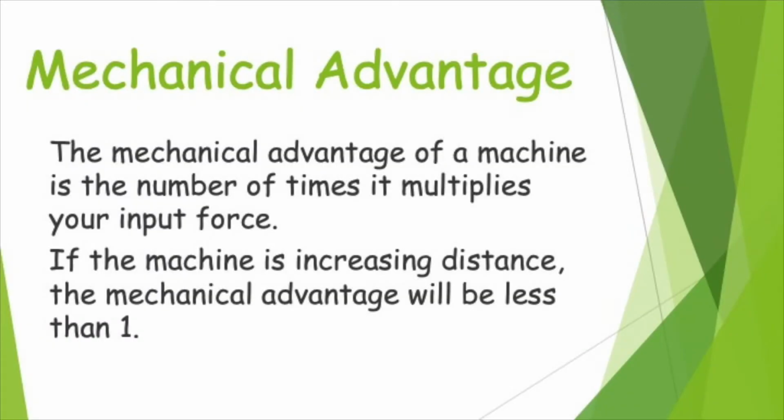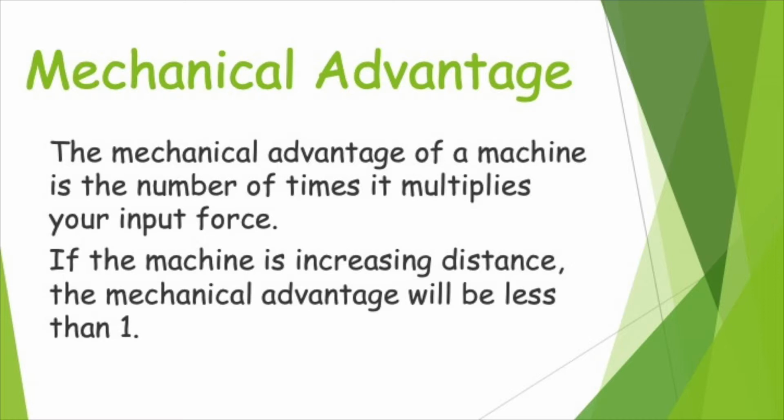Now that we've seen two examples of how machines can either increase or decrease the amount of force you put into them, we need to talk about mechanical advantage. Mechanical advantage is a number which tells us the number of times a machine multiplies your input force. So if the machine is increasing your distance and decreasing your force, that mechanical advantage number is going to be less than 1.